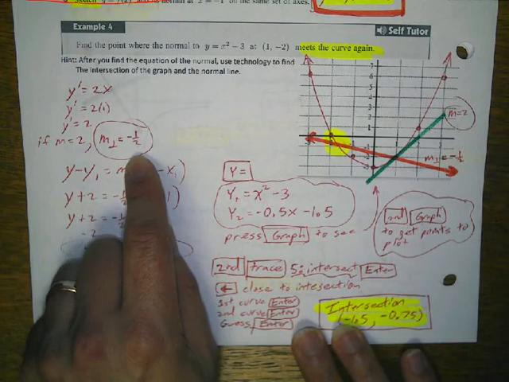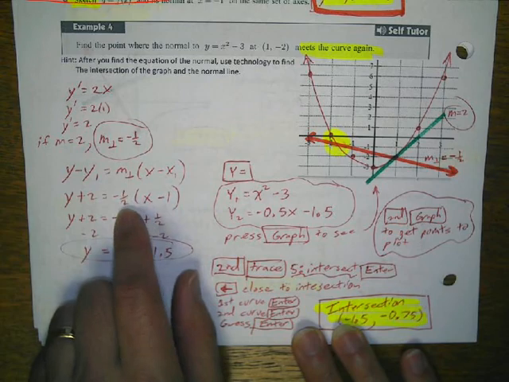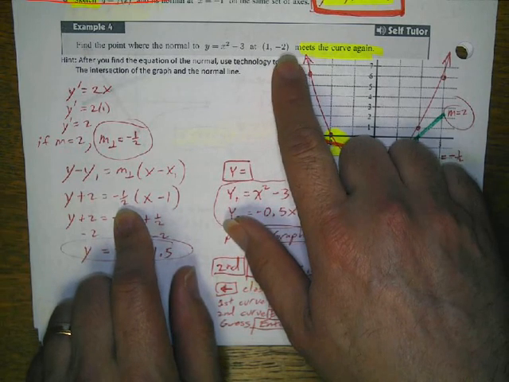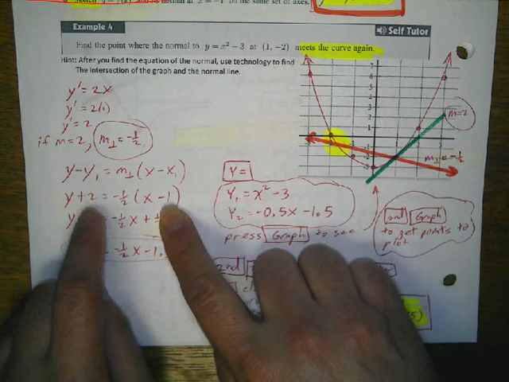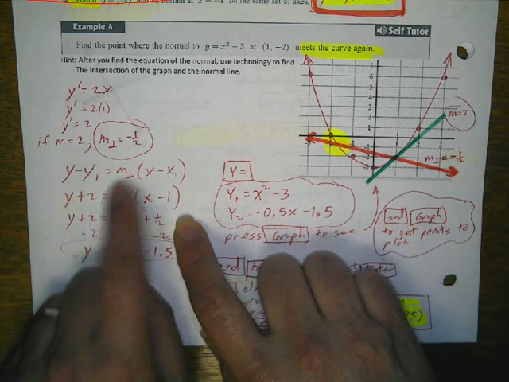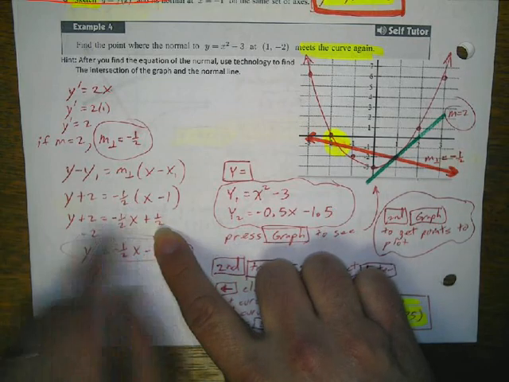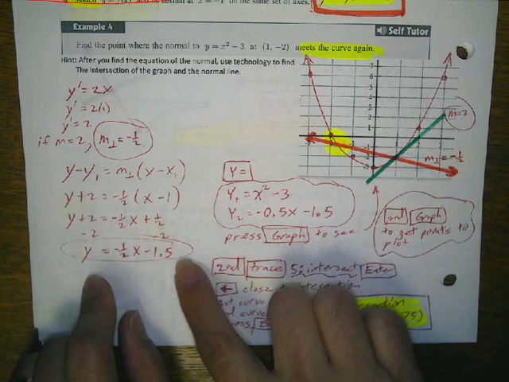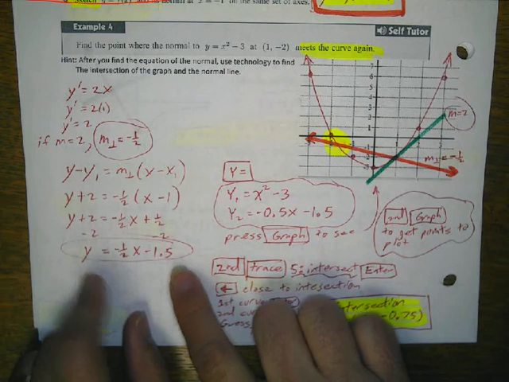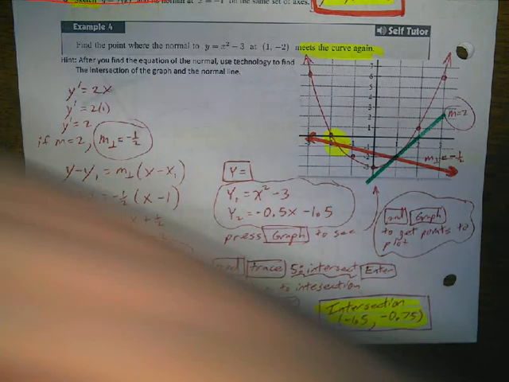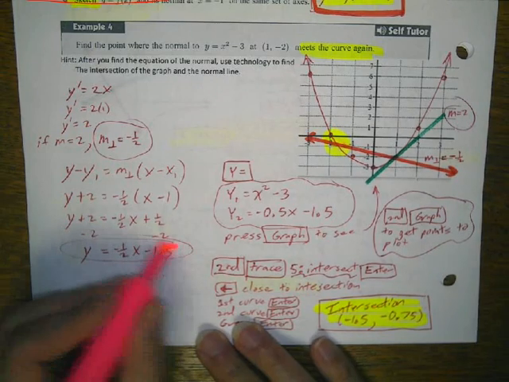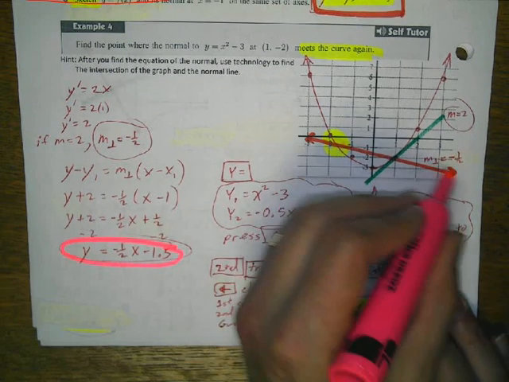Okay, so now I'm going to plug in -1/2 in for the normal. My point is 1, -2, so I'm going to plug in the 1 and the -2 here. Okay, and then I can do distributive property with that -1/2, and then I subtract 2 on both sides, and here is my equation of the normal. Okay, so the normal line I have highlighted in red, so this is my normal line.